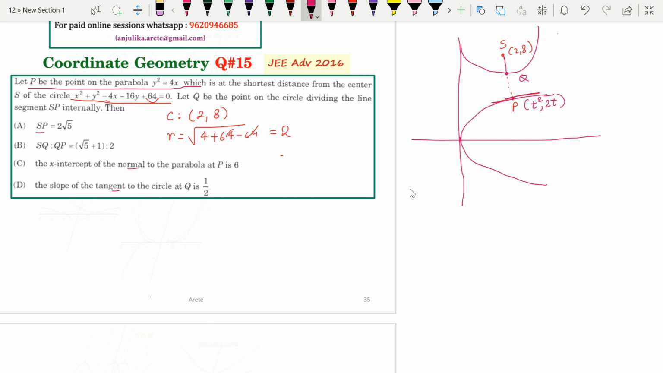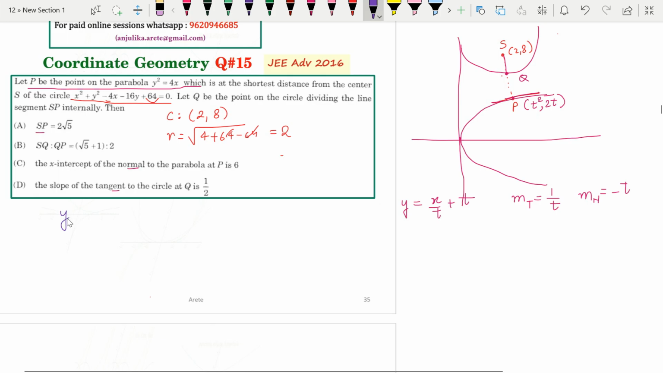So first, what is the equation of the tangent? x/t plus at. a in our case is 1. Why did I write that? Because I know that the slope of the tangent is 1 by t. So what will be the slope of the normal then? Minus t.